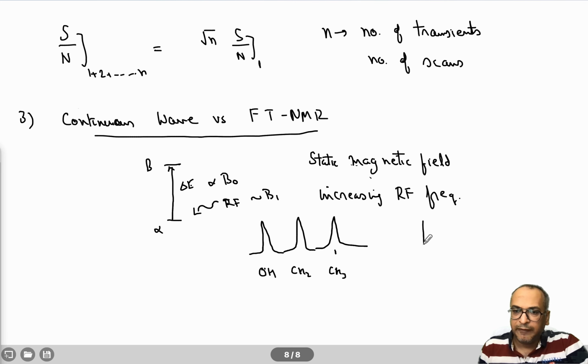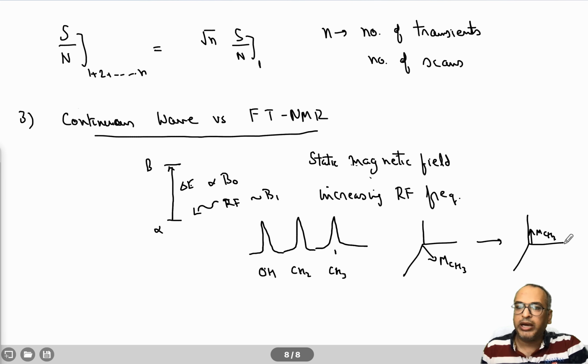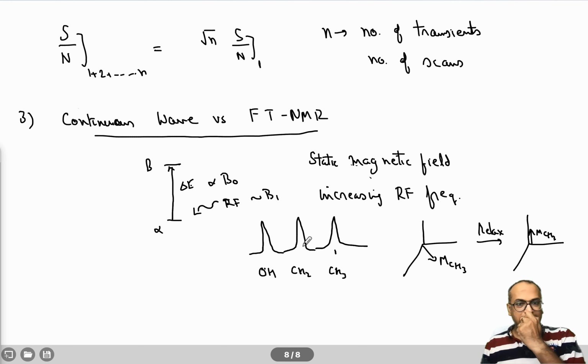So what I mean is that if you have MCH3 in the transverse plane, you want it to be relaxed completely. So you want MCH3 to go back to Z magnetization. This is relaxation. So you want this signal to completely relax before you shoot another frequency, so that the CH2 can be brought down and detected, right? So that means unless this CH3 signal is totally relaxed, you cannot start sweeping for the CH2 signal. That means this entire process of signal averaging becomes very, very slow.